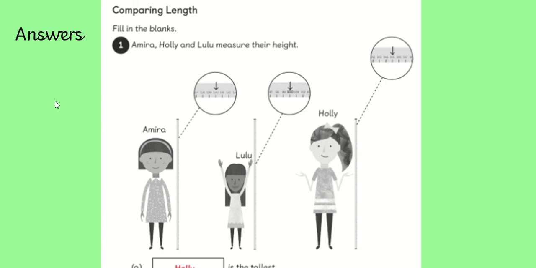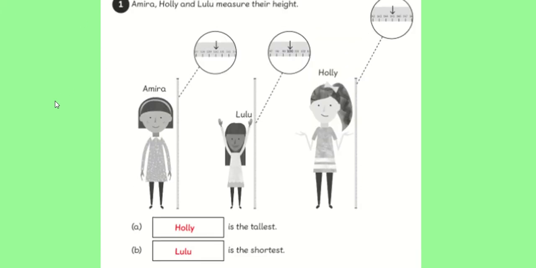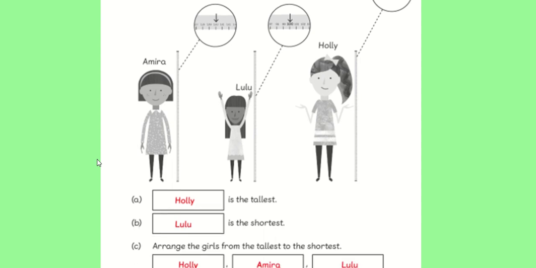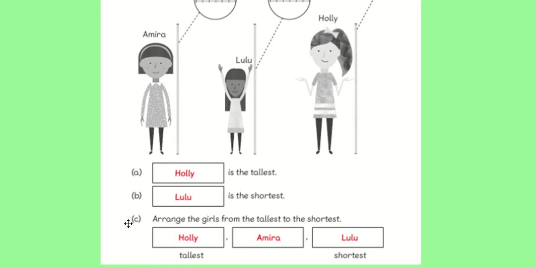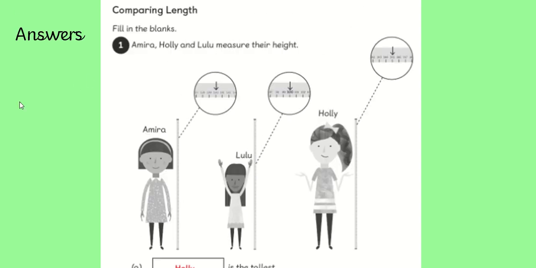Okay, then here are our answers. So looking very carefully at these tape measures, we can see that Holly is the tallest, Lulu is the shortest, which means when we arrange them, we go Holly the tallest, Amira in the middle, and Lulu as the shortest. Okay? So even though we can see in the pictures who's tallest and who's shortest, we need to be looking carefully at the tape measures to see what they measure.